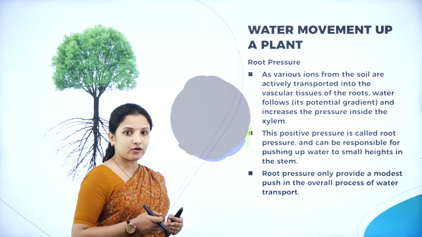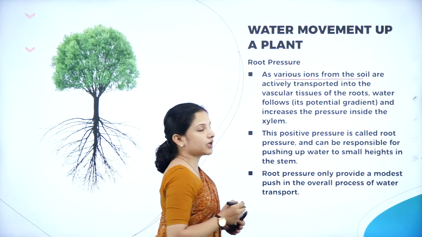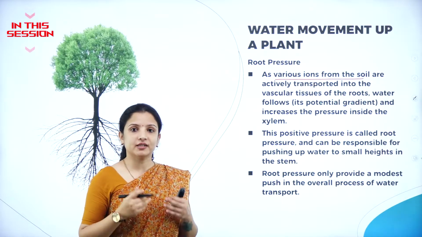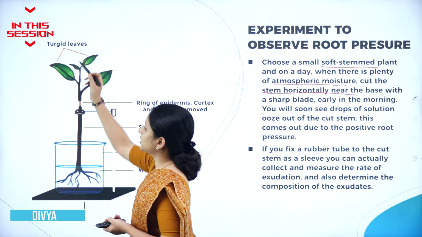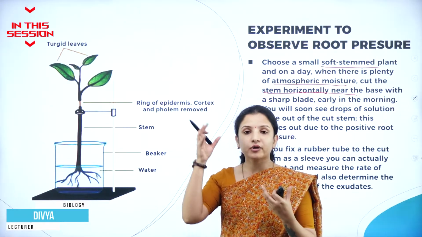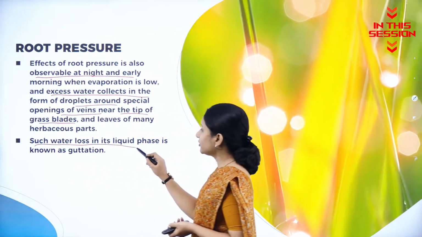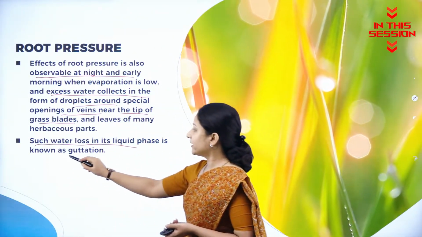The various ions that are present in the soil, they are actively transported into the vascular tissues. Here the leaves are turgid now. So turgid means they have swollen, the cells have swollen because it is absorbing moisture. So therefore, such water that is lost in the liquid phase is called guttation.